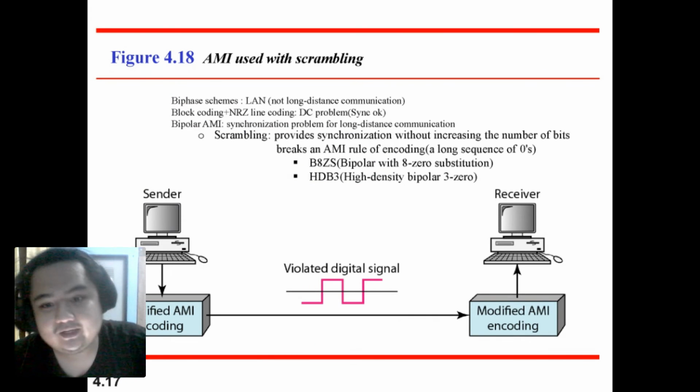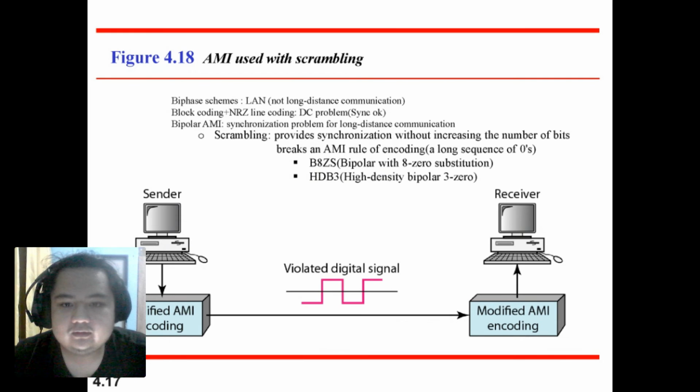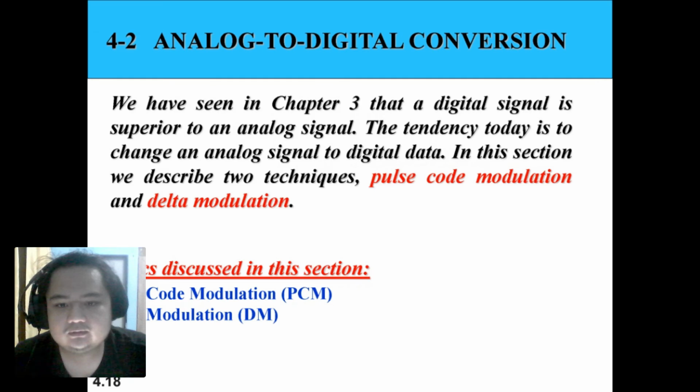AMI used with scrambling, a 5-bit stream, block coding, NRZ-I line coding, DC problem, bipolar synchronization, forbidden for long distance communication. Scrambling provides synchronization without increasing the number of bits. It breaks the AMI rule of encoding along a sequence of zeros. B8ZS and HDB3 can fix that.